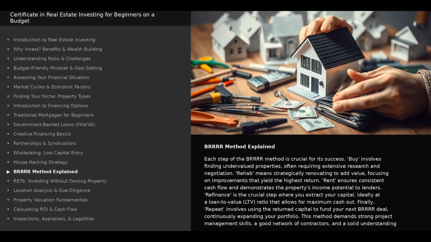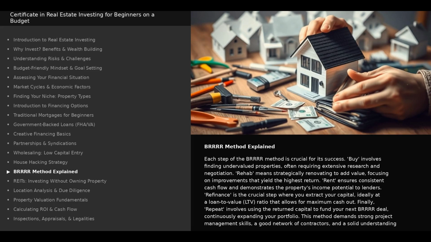Buy involves finding undervalued properties, often requiring extensive research and negotiation. Rehab means strategically renovating to add value, focusing on improvements that yield the highest return. Rent ensures consistent cash flow and demonstrates the property's income potential to lenders. Refinance is the crucial step where you extract your capital, ideally at a loan-to-value (LTV) ratio that allows for maximum cash out. Finally, repeat involves using the returned capital to fund your next BRRRR deal, continuously expanding your portfolio.